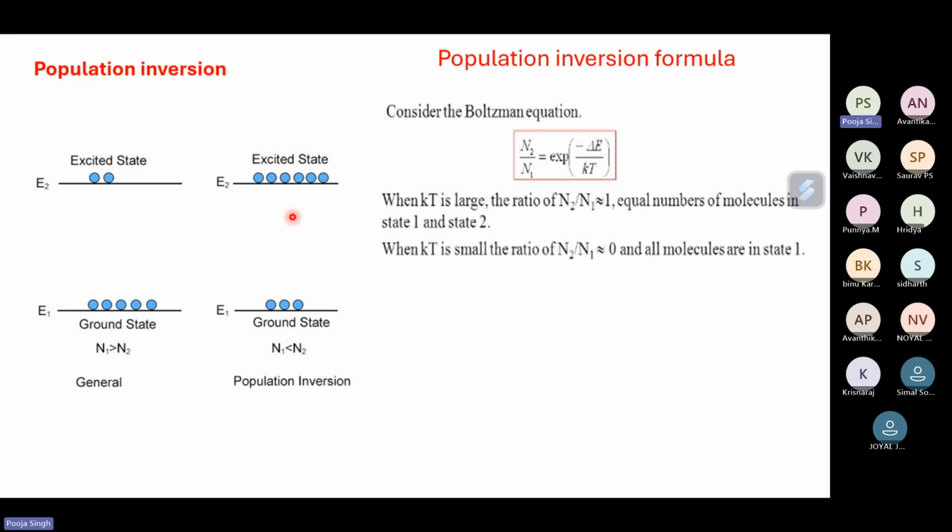But in the population inversion case, the number of electrons present in the excited state is more as compared to the ground state. If this occurs, then you will be able to get the laser. So this process is called population inversion.